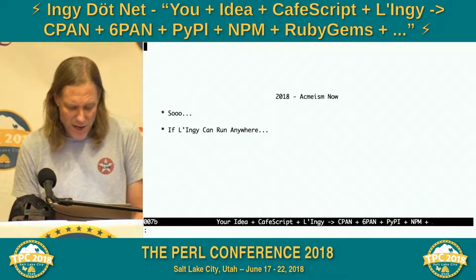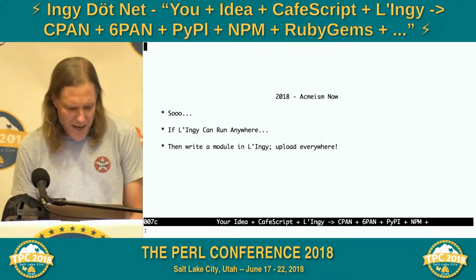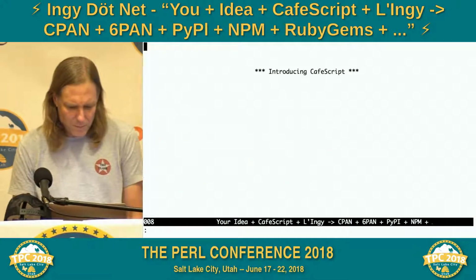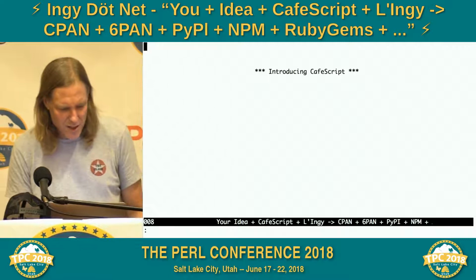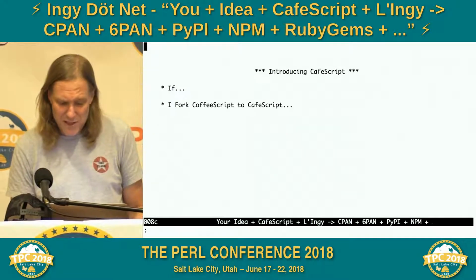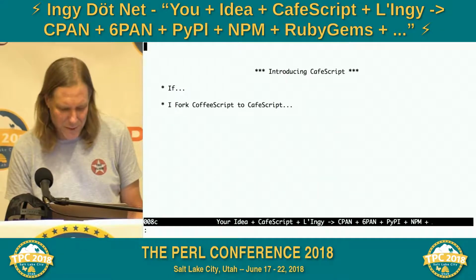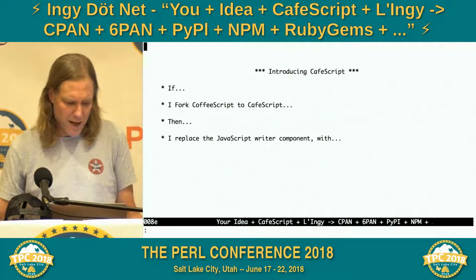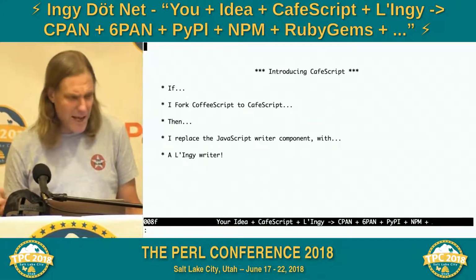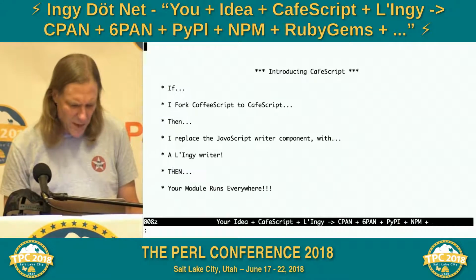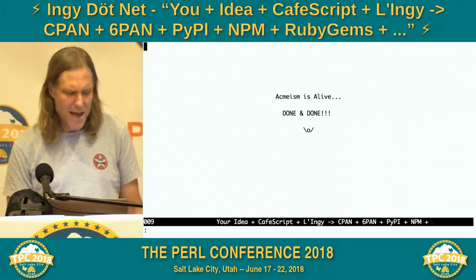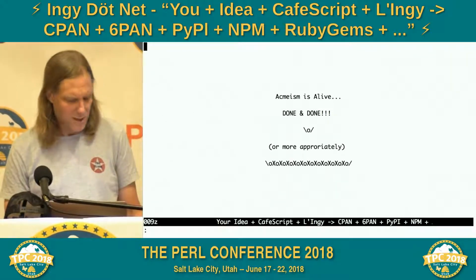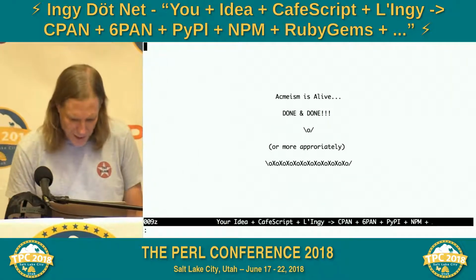If Lingy can run anywhere, which I just showed that it can, then I write a module in Lingy and I upload it everywhere. But Lingy's unwritable. Introducing CafeScript. If I fork CafeScript to CafeScript with a press of a button, then I replace the JavaScript writing component, which is one file, a module, with a Lingy writer. Then your module runs everywhere. Acmeism is alive, and we're done. Or more appropriately, we're done for everybody in all languages.